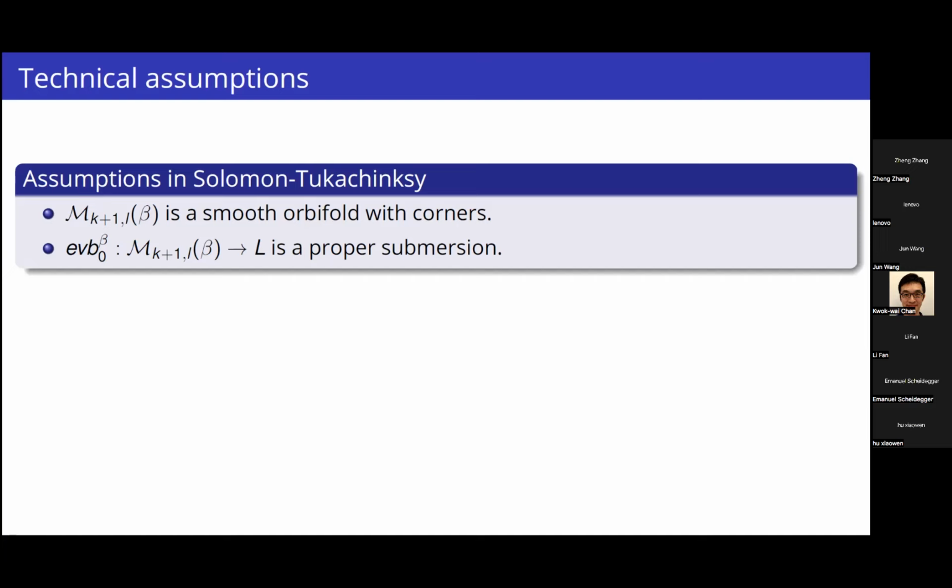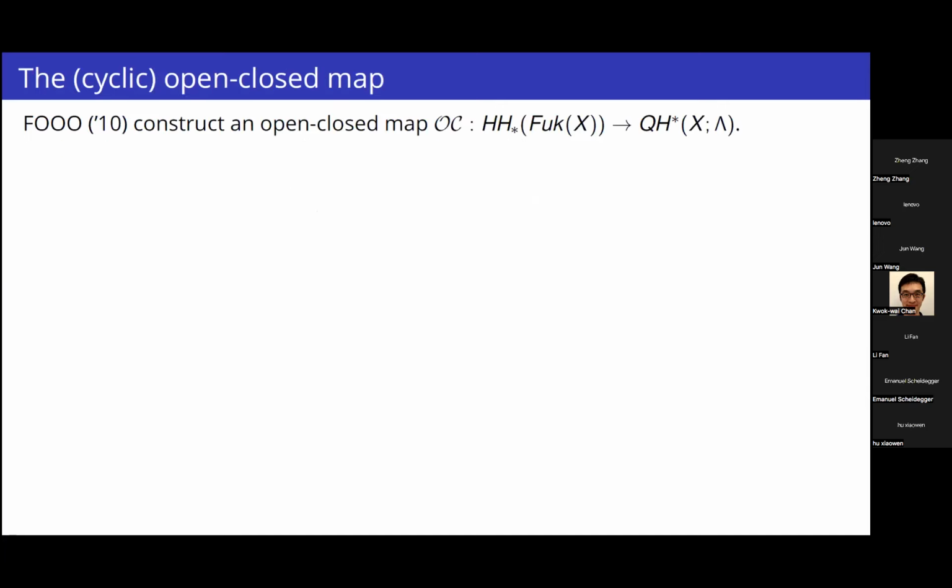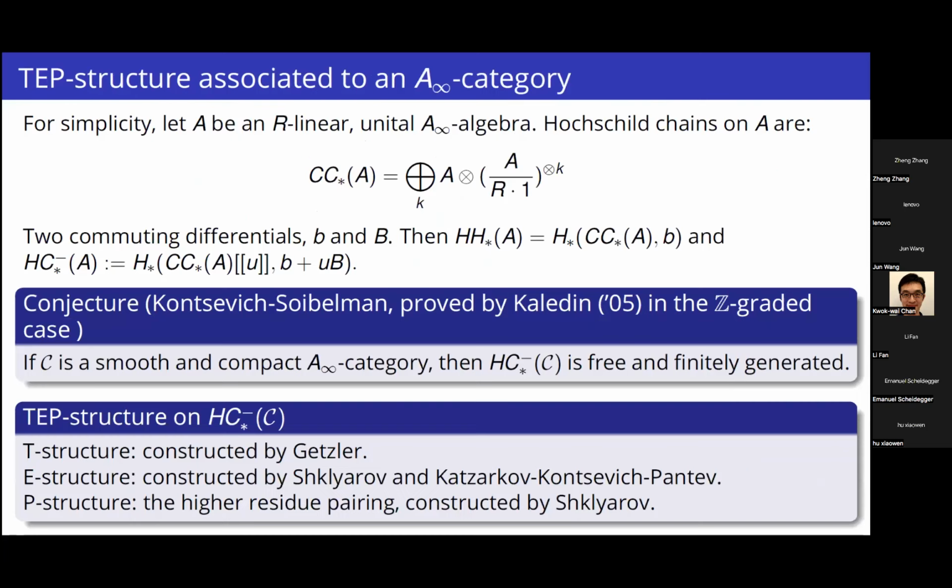Can I ask another question? So I give you an A-infinity category, then there are two ways of producing algebraic things. One is HH star. The other is HC minus. Can you explain them again? Yes. I just want to catch up with these things.